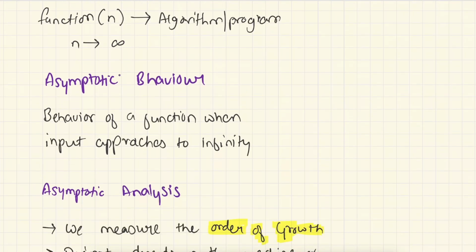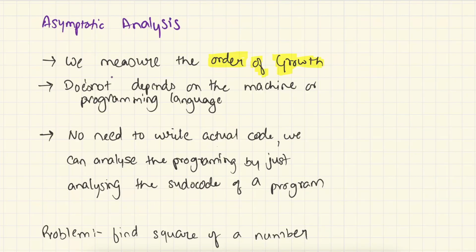Now let's move on to asymptotic analysis. In this analysis, we actually measure the order of growth. How to measure the order of growth, I have shown in the previous video. If you have not watched the previous video, then I highly recommend you watch it, come back here, and then continue watching this video.